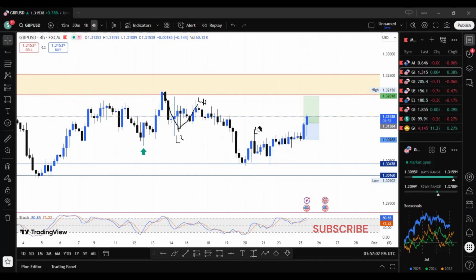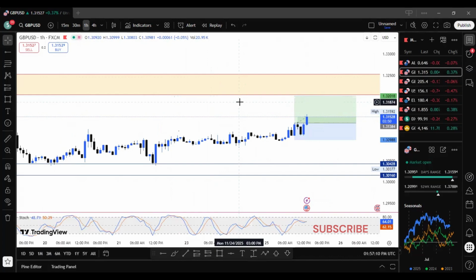So what I did is go down to the 1-hour time frame to find better setups. So let's go down to the 1-hour time frame. So I came down to the 1-hour time frame.